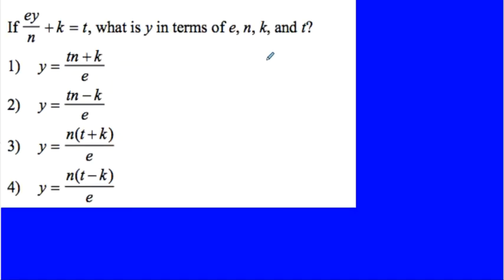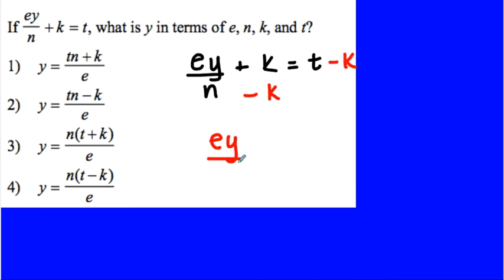That one had numbers in it. This one doesn't. It says, okay, if EY over N plus K equals T, what is Y in terms of E, N, K, and T? It means solve for Y, basically. Okay, so we need to isolate Y. So I'm actually going to rewrite it right here so I can see it better. Okay. All right. So the first thing that you'd want to do is get the K to the other side because you're going to try and isolate Y. So I'm going to subtract it to the other side. So now I have EY over N equals T minus K.